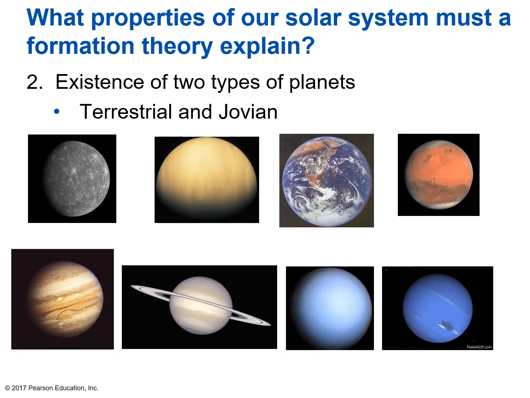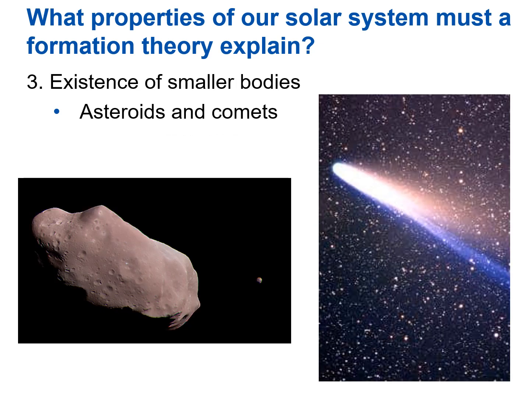Also, a good theory should explain the existence of the two types of planets. So remember, there are terrestrial planets, Mercury, Venus, Earth, and Mars, and there are Jovian planets, Jupiter, Saturn, Uranus, and Neptune. And they're very different types of planets. Terrestrial planets have solid surfaces. Jovian planets are mostly gas. And a good theory should explain the existence of those two types of planets. A theory of the solar system's formation should explain the existence of the smaller bodies, asteroids, and comets.